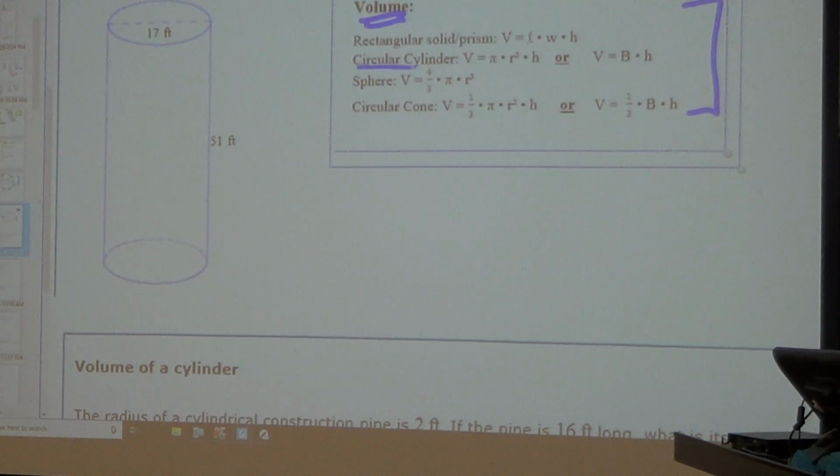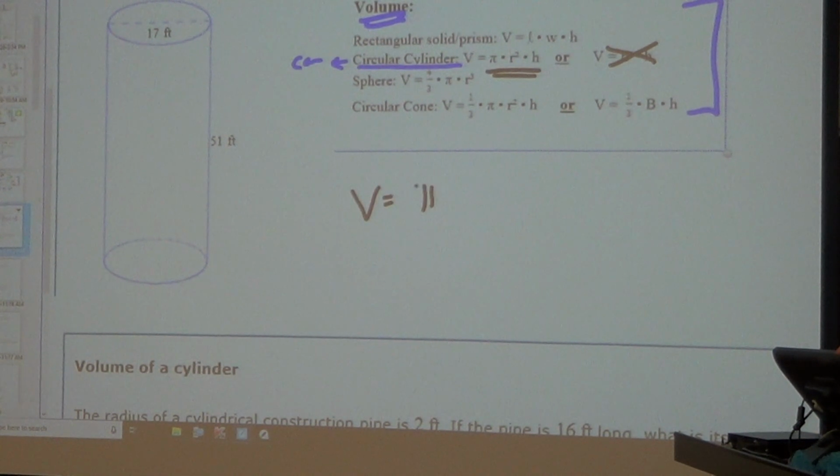A cylinder. This one is a can. So we don't use this one, we use the one that's up close and personal. The formula says pi times r squared times h. What do we plug in for pi? 3.14. What is our radius going to be? How do we get the radius?